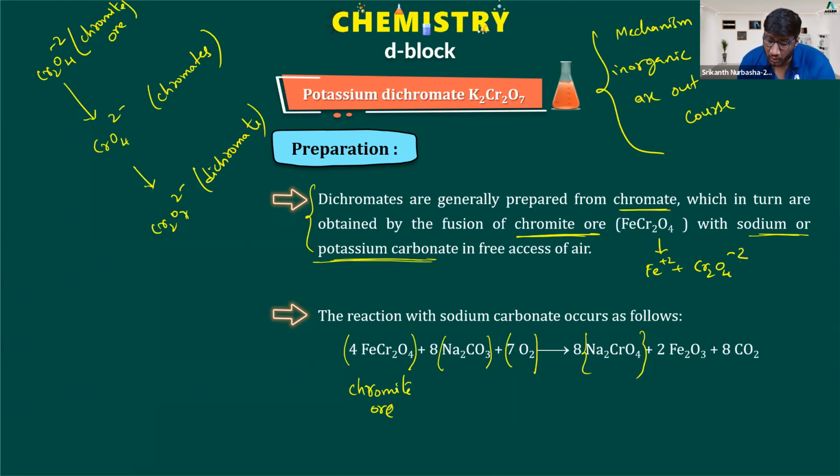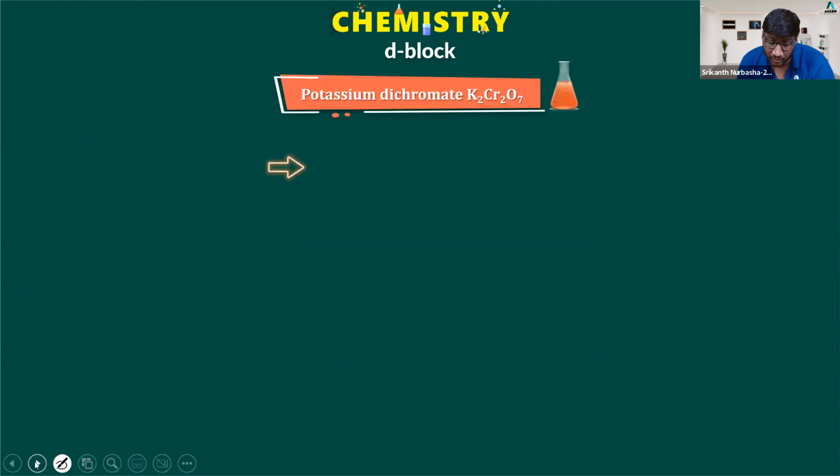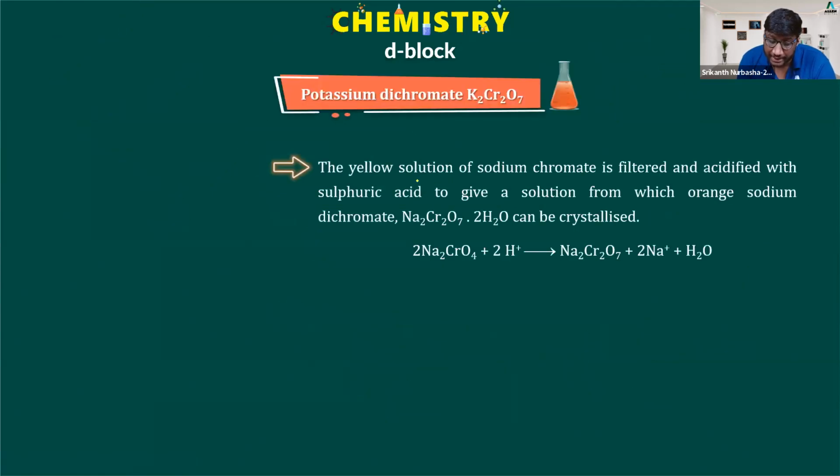So chromite ore is converting into chromate, and this chromate is used to get your dichromate. How is the chromate used? Yellow solution of sodium chromate. Chromate means CrO4 2 minus. The chromate is yellow in color. Either you take the sodium chromate or potassium chromate, they are yellow in color.